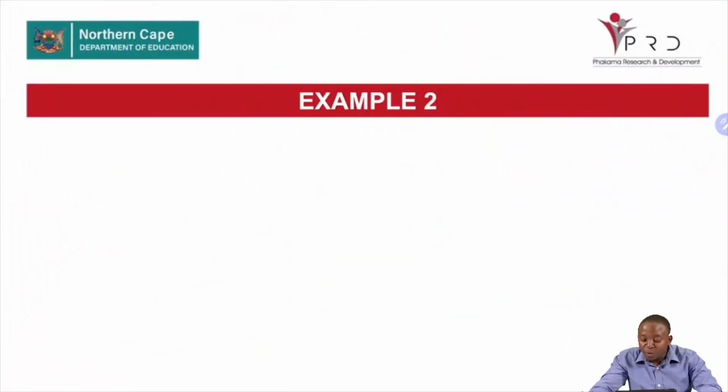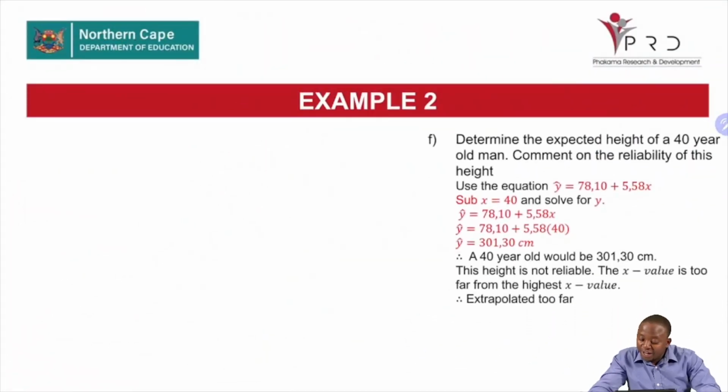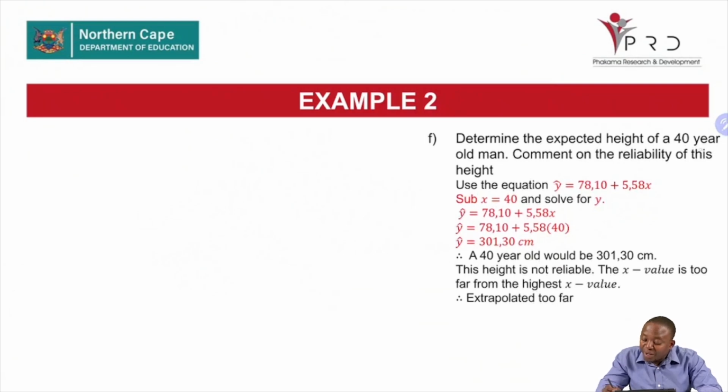Right, let us move on to number F. When you look at number F, they say, determine the height of a 40-year-old man and talk about its reliability. So our highest age was how much? It was 17. So 40 years is way above 17. So what are we doing here? We are extrapolating, because our highest is 17 and we are looking for 40. So let's see the extrapolation.